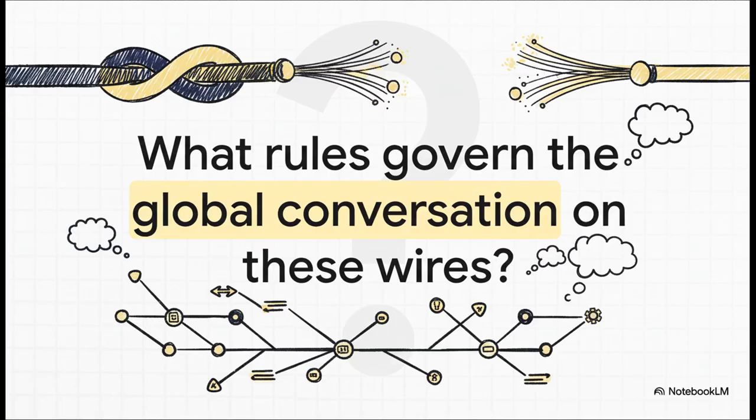So now we know how we physically link everything up, from the copper in our homes to the light under the oceans. But that physical connection, that's just layer one. It's just the highway. The next big question is, what are the rules of the road? What are the protocols that manage this unbelievable global conversation that's happening across these wires every single second? But we'll have to save that for another time.